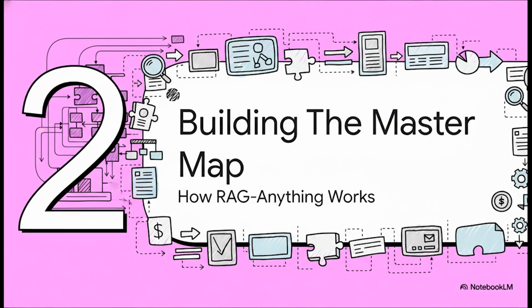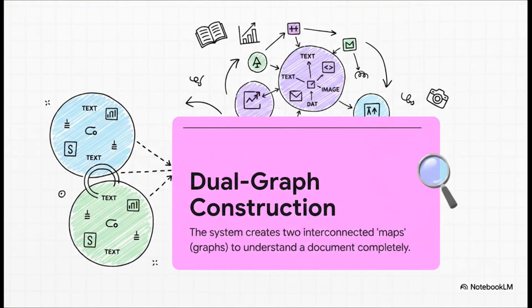Let's dive into the really clever tech it uses to understand not just the individual pieces, but how the whole puzzle fits together. Okay, the core technique has a bit of a technical name, dual graph construction. But don't worry about the jargon. All it means is that to build its one single master map, the system is smart. It actually builds two different, more specialized maps first, and each one is designed to capture a totally different kind of information.